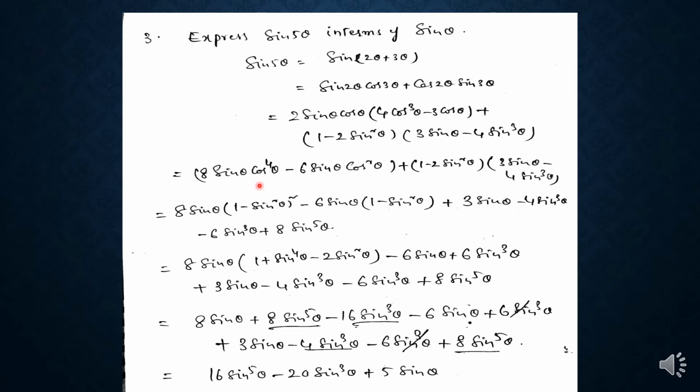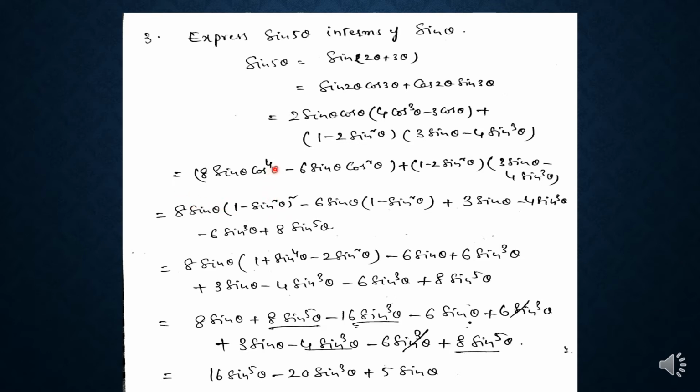8 sin theta into cos to the power of 4 theta. Cos to the power of 4 theta can be written as cos square theta whole square. We have to convert all the cos terms into sine. We know that cos square theta is equal to 1 minus sin square theta, because cos square theta plus sin square theta is equal to 1. So cos square theta can be written as 1 minus sin square theta.